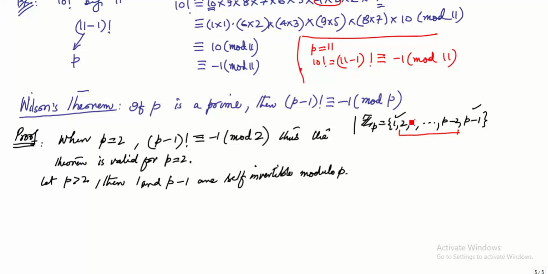So the inverse of 2 must exist in Zp as well, and similarly the inverse of 3, similarly the inverse of p minus 2. So every non-zero element except 1 and p minus 1 has an inverse. I forgot to write 0 here, because this is a field and there must be a 0 in the field as well, although we are not considering 0 here.